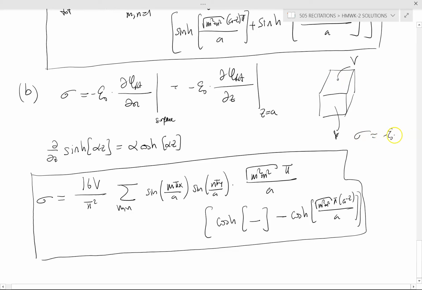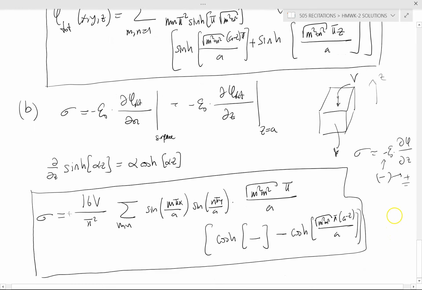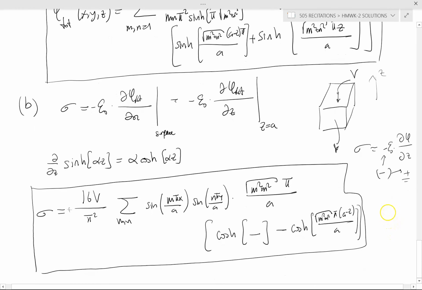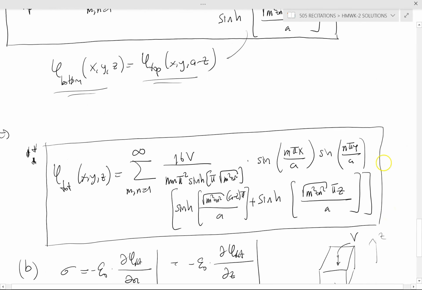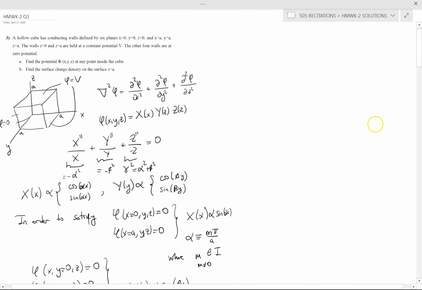Sigma E0 delta psi over delta z. But in order to find this sort of a curve, I need to take the integration with respect to the minus z, and the minus sign again must be multiplied by minus, which means that is plus. So this is plus over here. Nice. Okay. This is the end of the solution of the third problem.